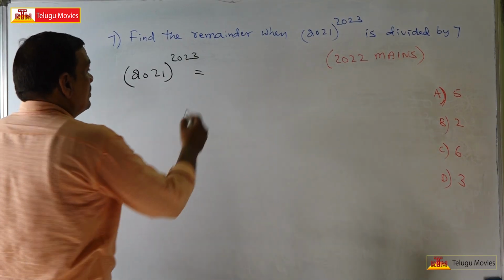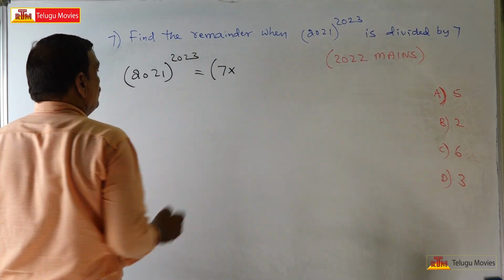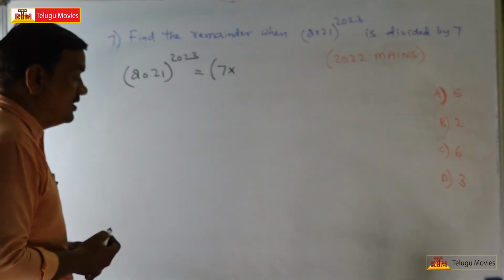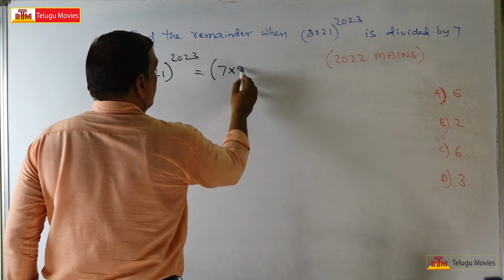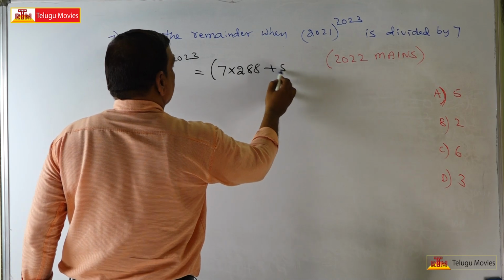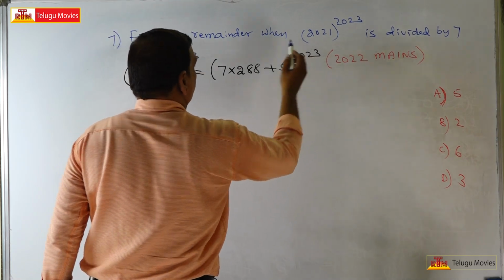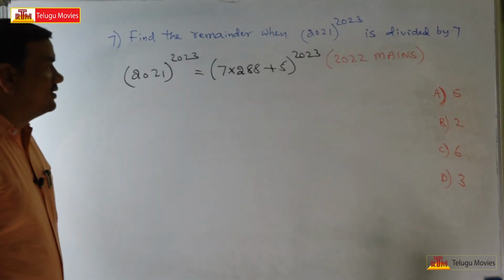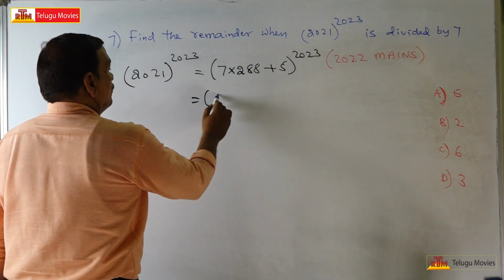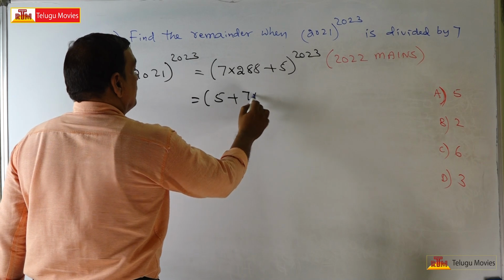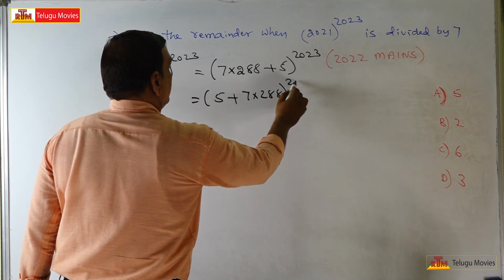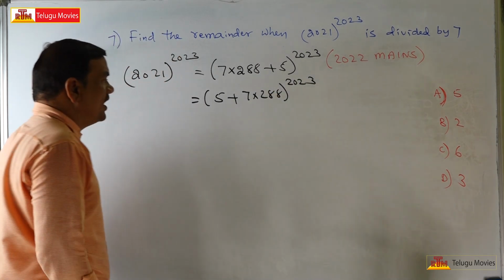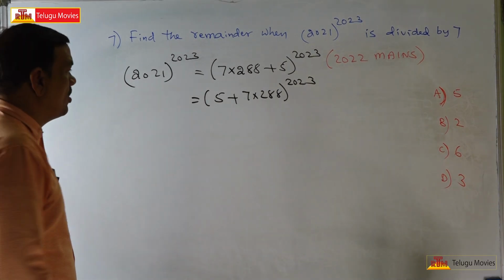That's why this can be written as 7 into 288 plus 5, whole to the power of 2023. So you calculate that. This is equal to 5 plus 7 into 288. For my convenience, I am writing it like this. So this is a binomial, so write the binomial expansion.